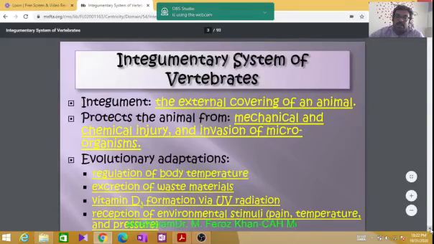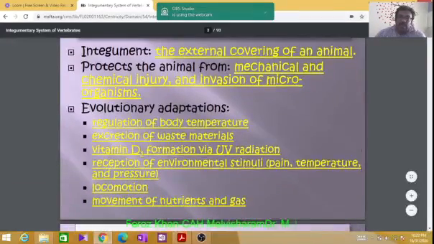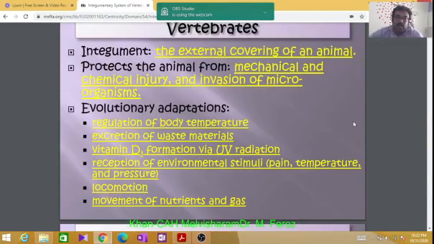It protects the animal from mechanical and chemical injury, and invasion of microorganisms. Along with this, there are various evolutionary adaptations: regulation of body temperature, excretion of waste materials, vitamin D3 formation, reception of environmental stimuli, pain, temperature and pressure, locomotion, and movement of nutrients and gases.